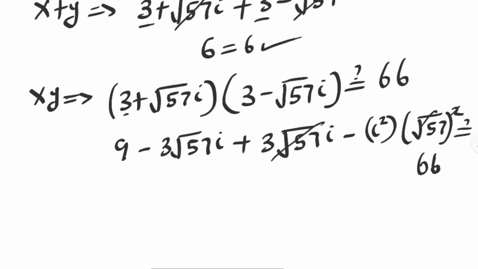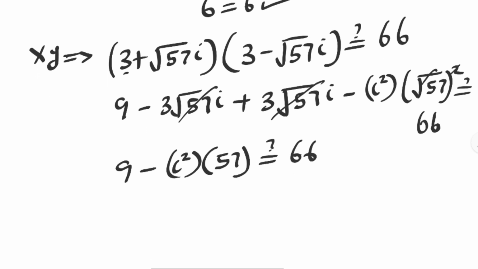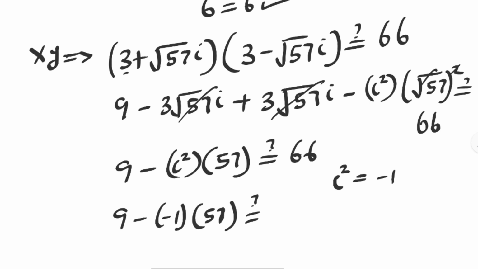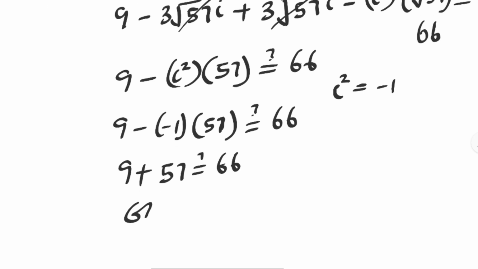This cancels this, this cancels this. 9 minus i squared multiplied by 57 must be equal to 66. i squared is equal to minus 1. 9 minus minus 1 multiplied by 57 must be equal to 66. This is 9 plus 57 must be equal to 66. 9 plus 57, this is 66, is equal to 66, which is true.